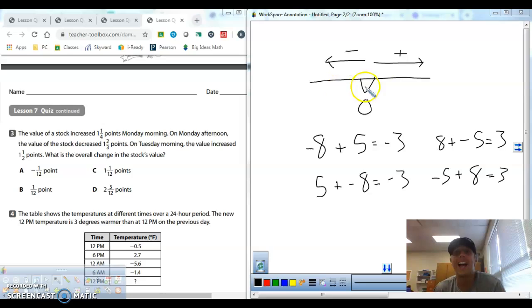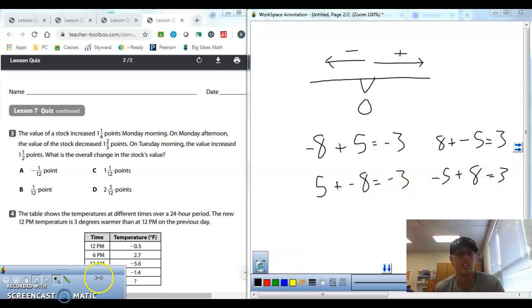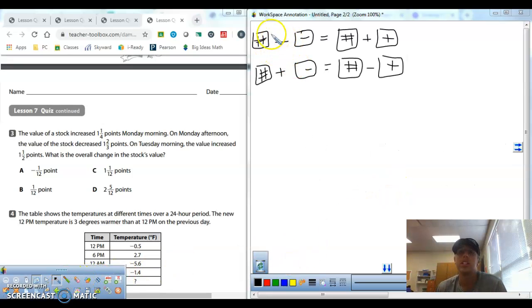Okay, so here we're adding integers, okay, and this is going to be the team positive versus team negative. So you got to look at what you have more of, negative or positive. Who's going to win this? Well, team negative's got more. How many more? 3 in both these situations. In these two situations, team positive's got 3 more than team negative, so the answer is going to be positive 3.